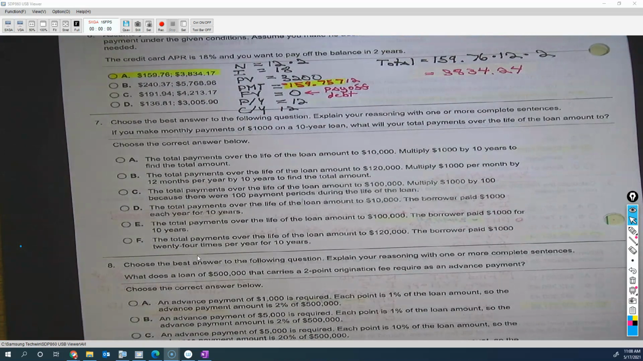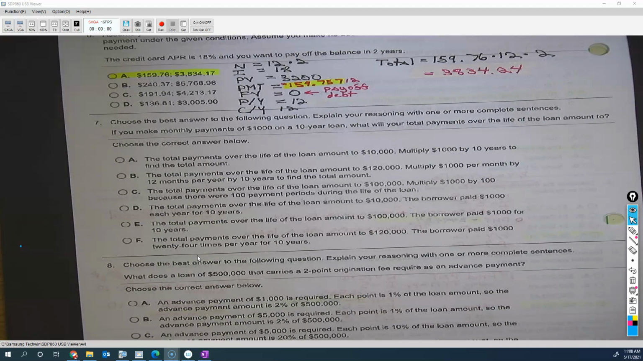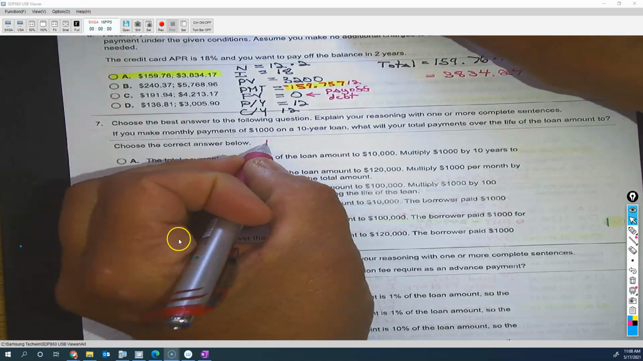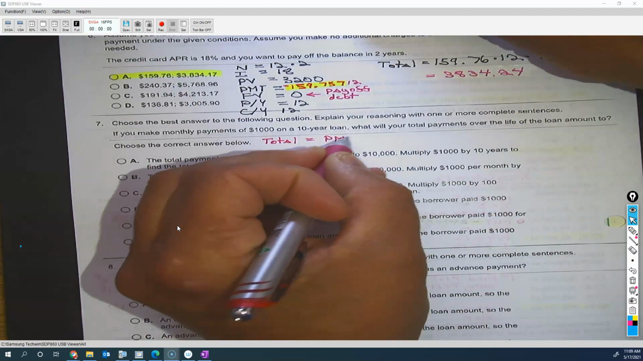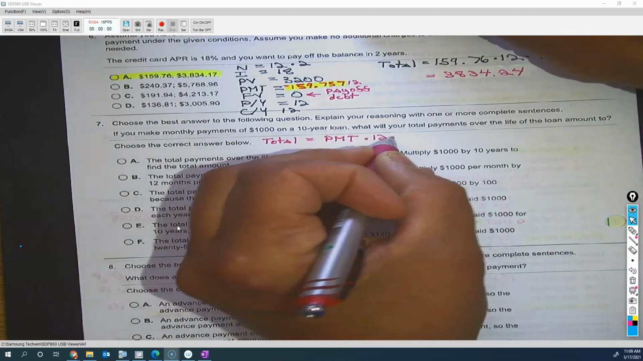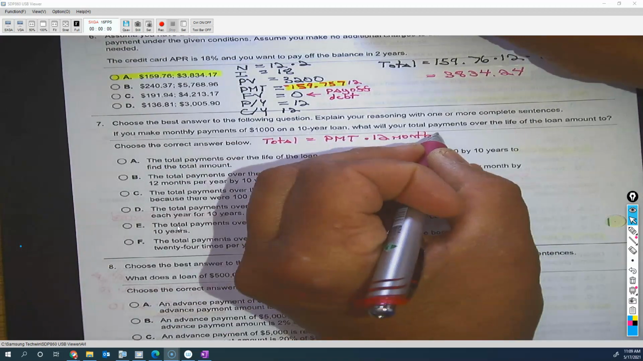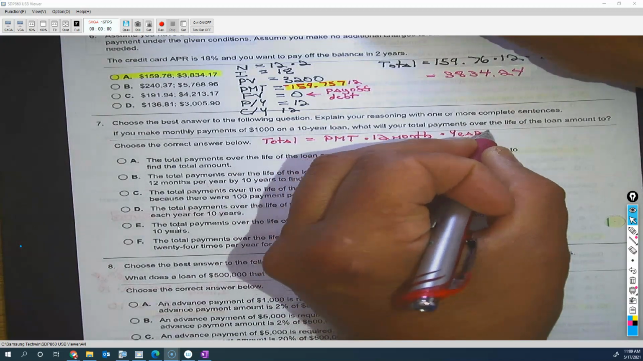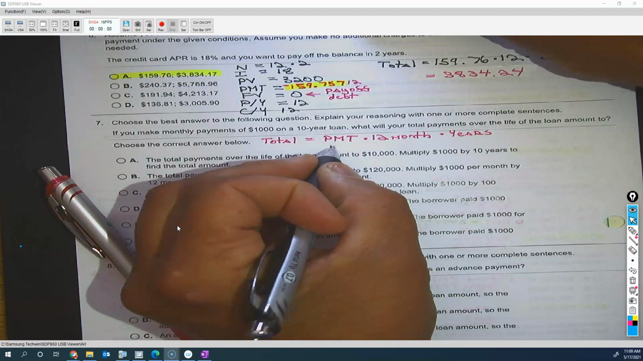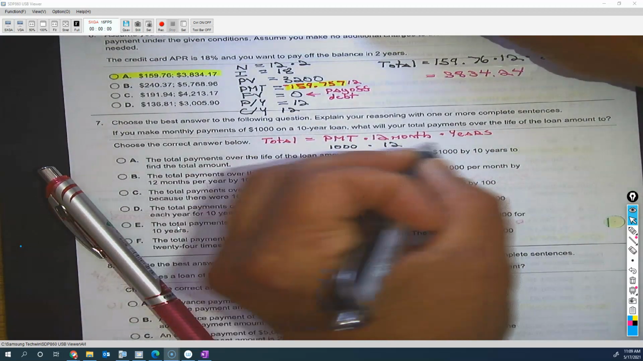All right, choose the best answer to the following. Explain your reasoning with one or more complete sentences. If you make a monthly payment of $1,000 on a 10-year loan, what will your total payments over the life of the loan be? So we've been doing that. Total equals your payment times 12 months times the number of years. Okay, so that's 1,000 times 12 times 10.